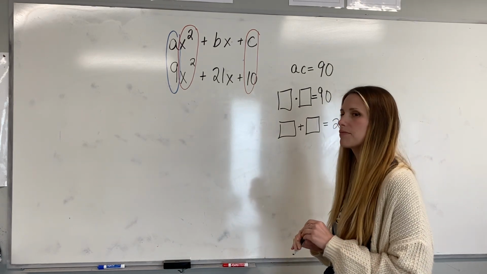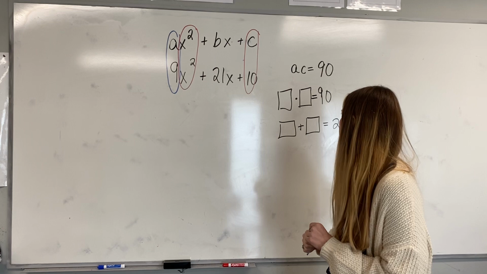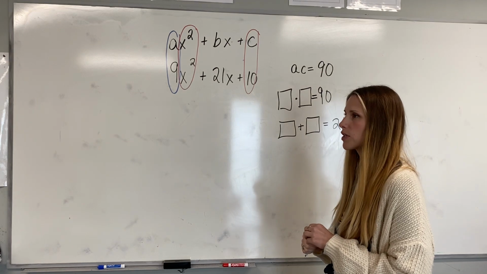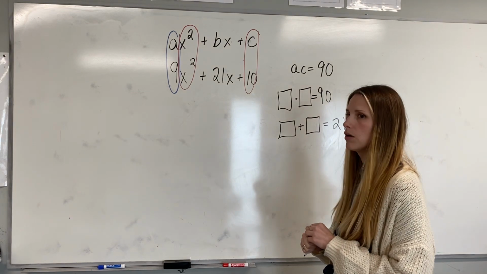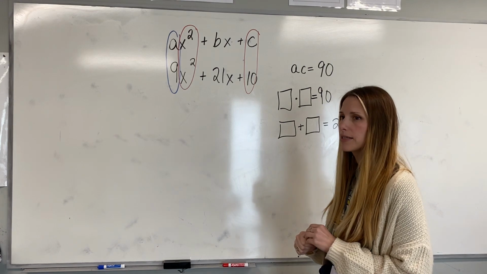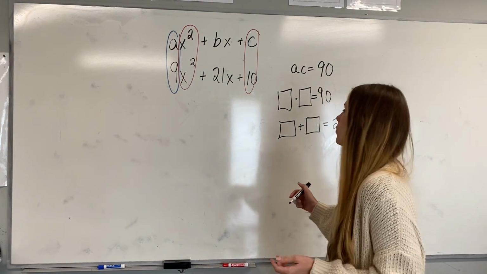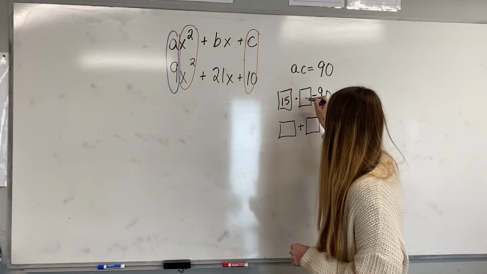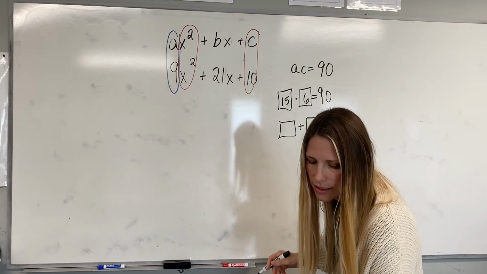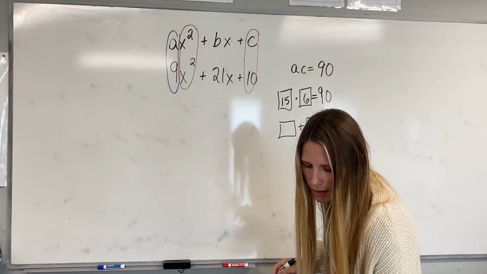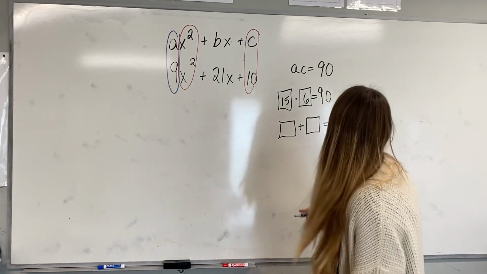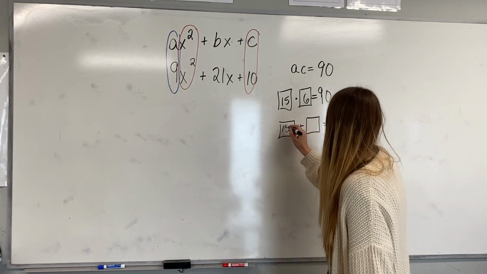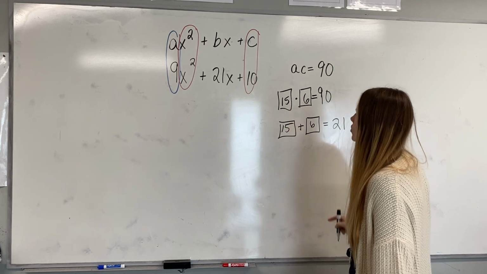This is a hard one. 15 times 6. Is 15 times 6 90? Okay, good. I didn't know that, so that's why I needed your help with your calculator. So 15 times 6 is 90. And then 15 plus 6 is also 21.